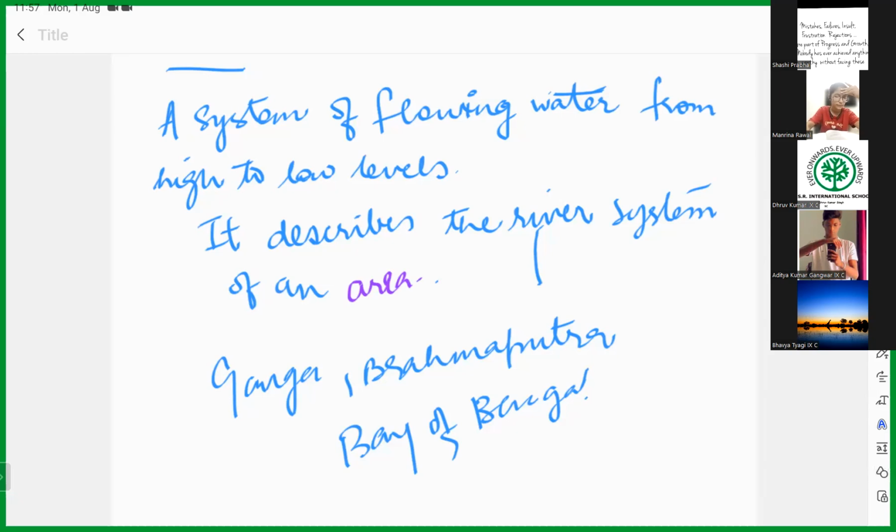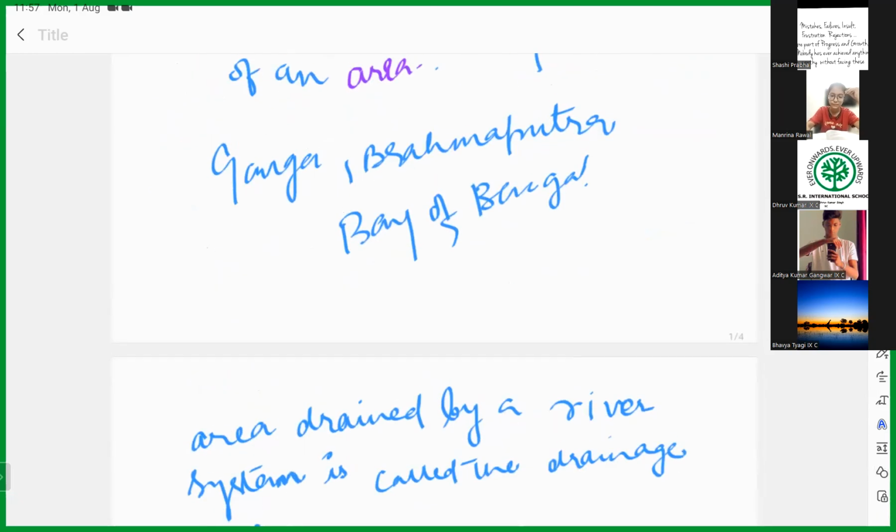Then I told you about the drainage basin. What is a basin? You know, a wash basin. You all know, and it has a hole over here, right? The water coming from all the three sides goes into this single pipe, right? Yes, ma'am. Now, drainage basins are exactly like this.